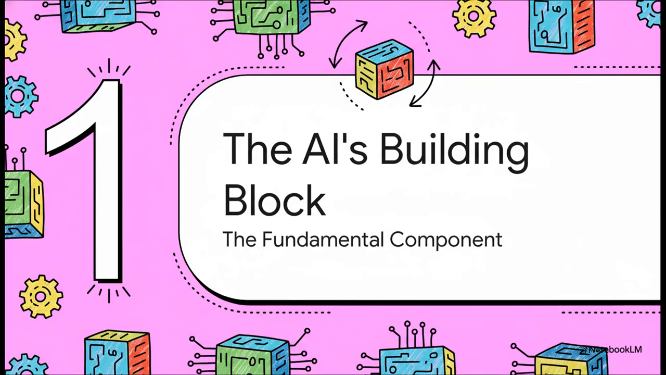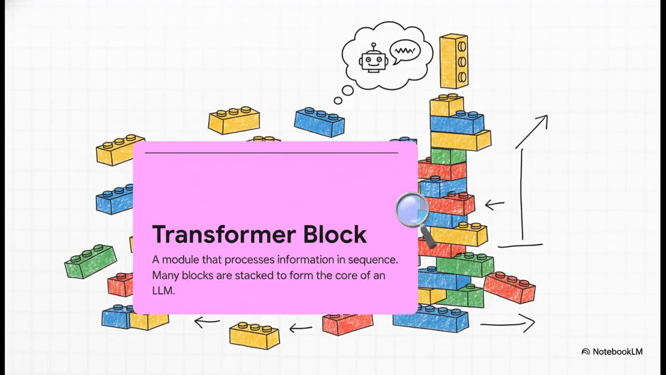So if we want to understand how these massive models work, we've got to start small. We need to look at the one component that gets copied and pasted over and over again to create the AI's mind. And that component is called a transformer block. The best way to think of it is like a single Lego brick. A really powerful, really smart Lego brick. An entire AI is built by stacking dozens, sometimes hundreds, of these blocks on top of each other. Each block takes in some information, chews on it for a bit, and then passes a slightly more refined version up to the next block in the stack.